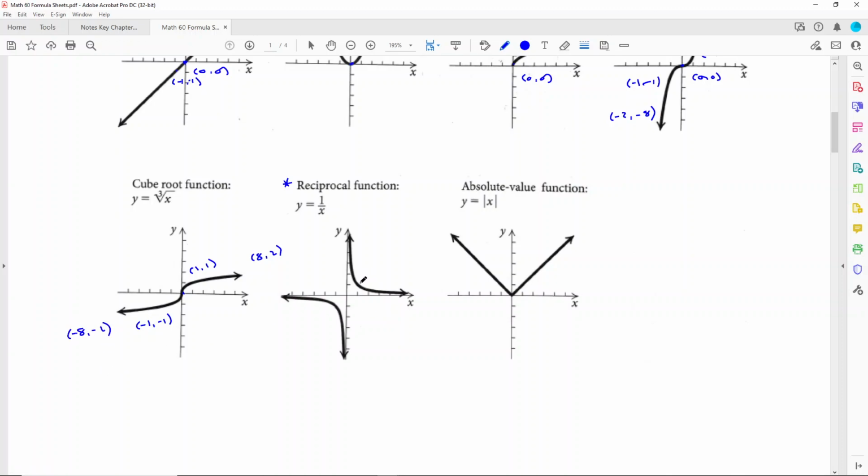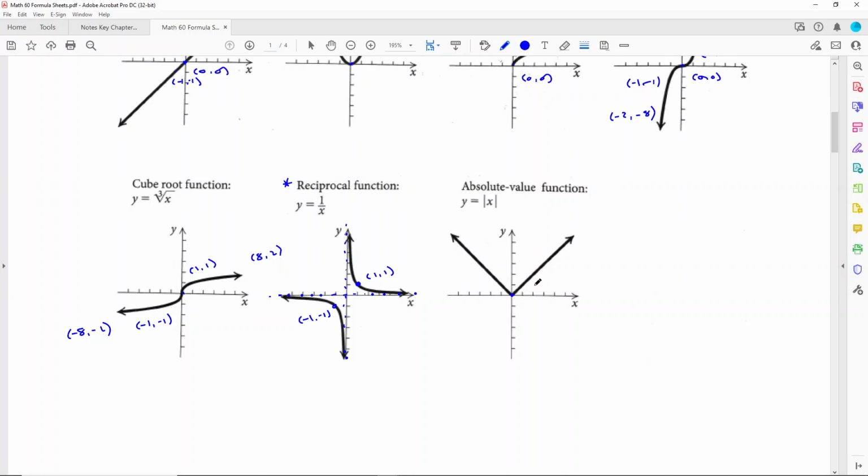All right, reciprocal. All I'm going to say to you is that there is a point (1, 1) here, and there is a point (-1, -1) here. Then from here, what you're going to do is pretend there are dotted lines on your axes and just make your graph approach them. So that's your basic sketch. We'll talk way more about that later.